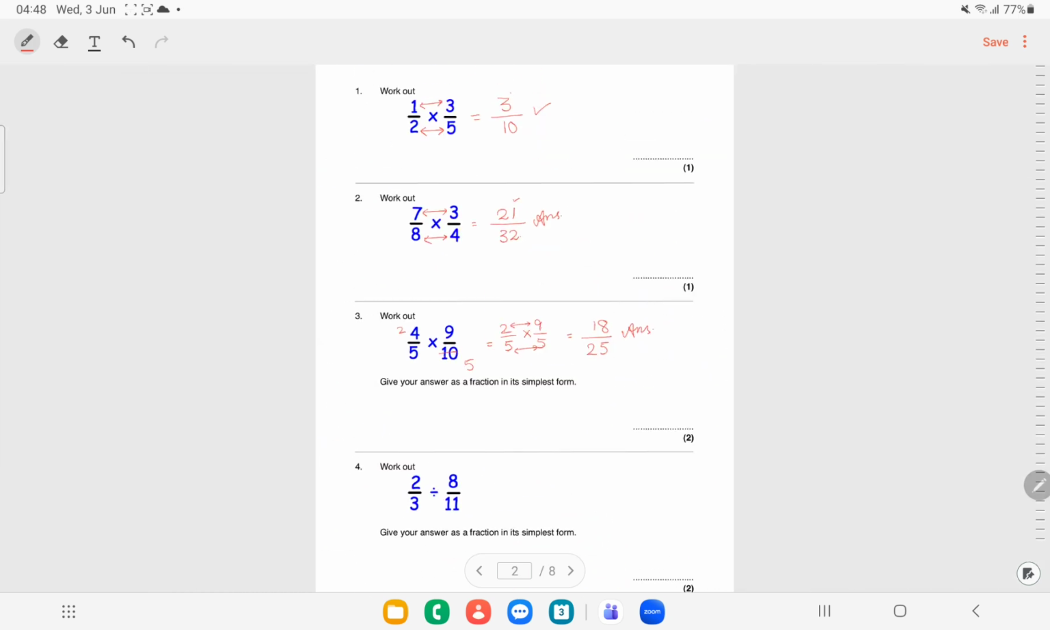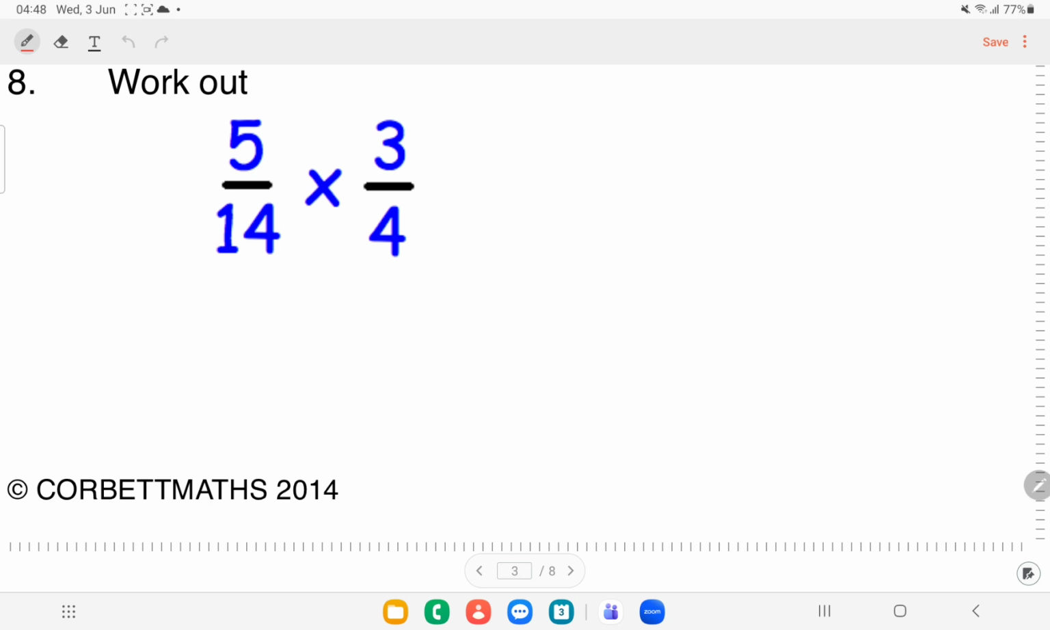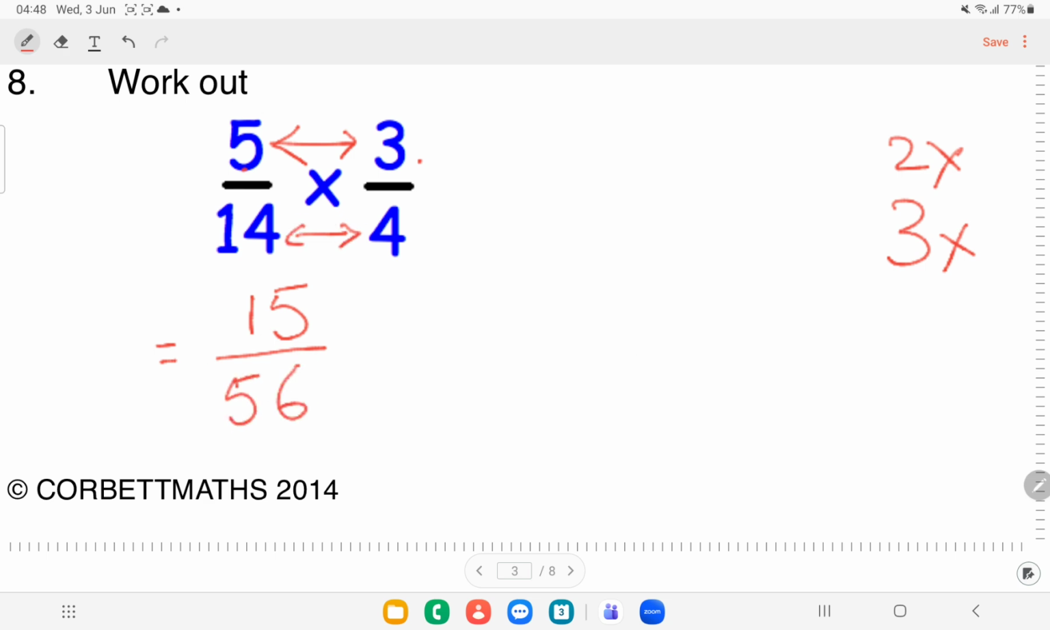Now look at another question. Do we have any even number in the numerator? We do not. It means we cannot simplify by 2, right? Can we simplify by 3? This 14 and this 4 both are not divisible by 3. So is it possible to simplify these two fractions? No, this is not possible. What we are going to do is simply multiply numerator to numerator, 5 3s are 15, and denominator to denominator, 14 times 4 is 56. This is a proper fraction and this is your answer.